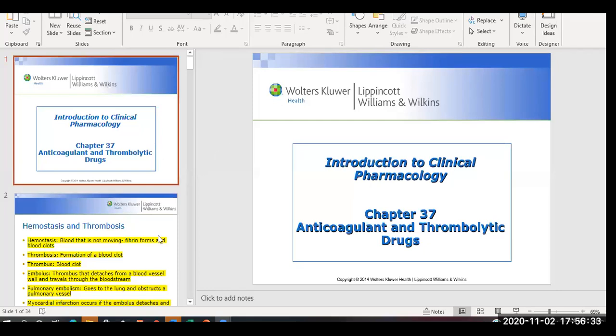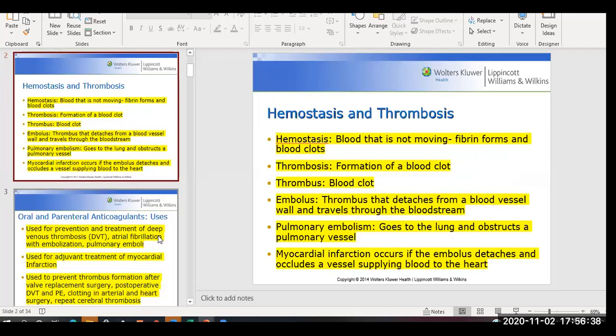So anticoagulants, and for the love of God, they're not blood thinners. They are not blood thinners. That's what people call them. They don't thin your blood. They slow the clotting process down. And in this PowerPoint, I want to make sure that people are familiar with the words. Hemostasis. Hemo means blood. Stasis means still. Blood's not moving. When blood sits, blood clots. Remember that. Blood is supposed to be moving 24/7. And if it's not, you're going to have a problem.